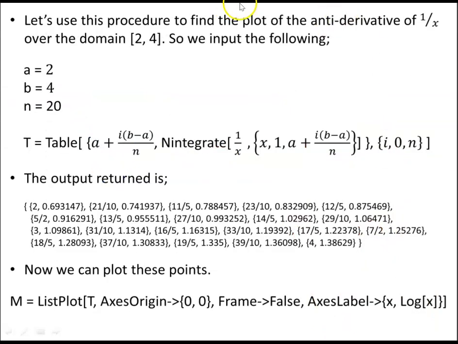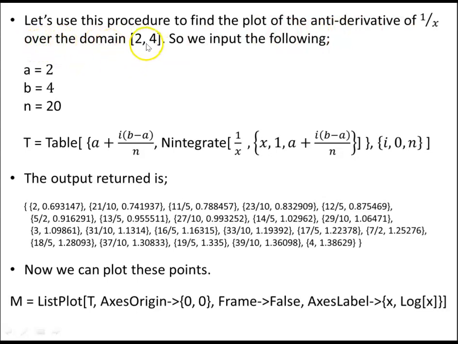Okay, now let's use this procedure to find the plot of the antiderivative of 1 on x. Now, we know 1 on x is singular at x equals 0. It's not continuous at x equals 0.